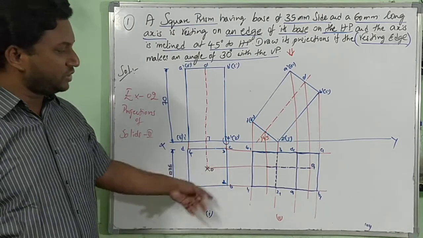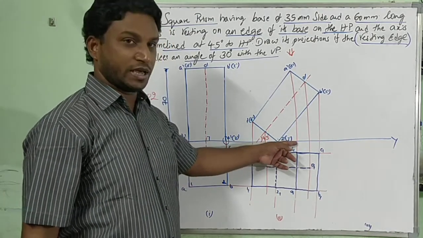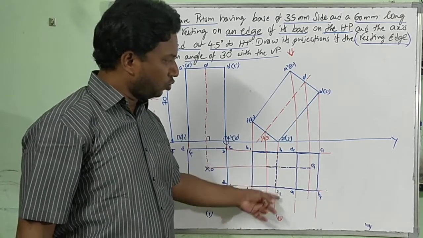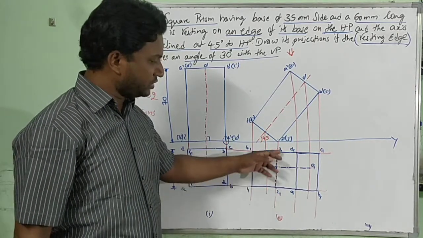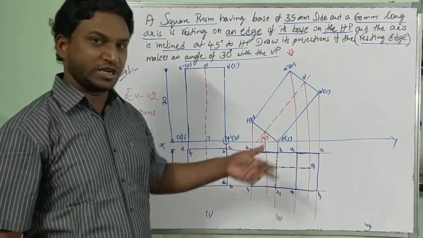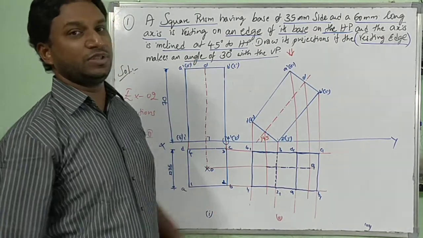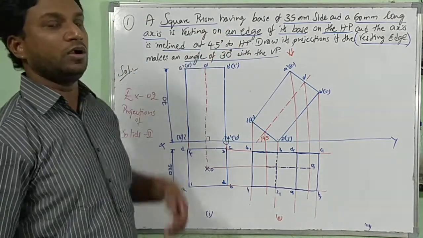In position 1, 2 dash 3 dash. In position 2, 2 dash 3 dash, front view. Position 2 top view, the resting edge is 2 1, 3 1. You understand? The second position resting edge is 2 1, 3 1, which is hidden inside. That has to be maintained at an angle of 30 degrees with the VP. Inclination with the VP can be viewed in the top view.